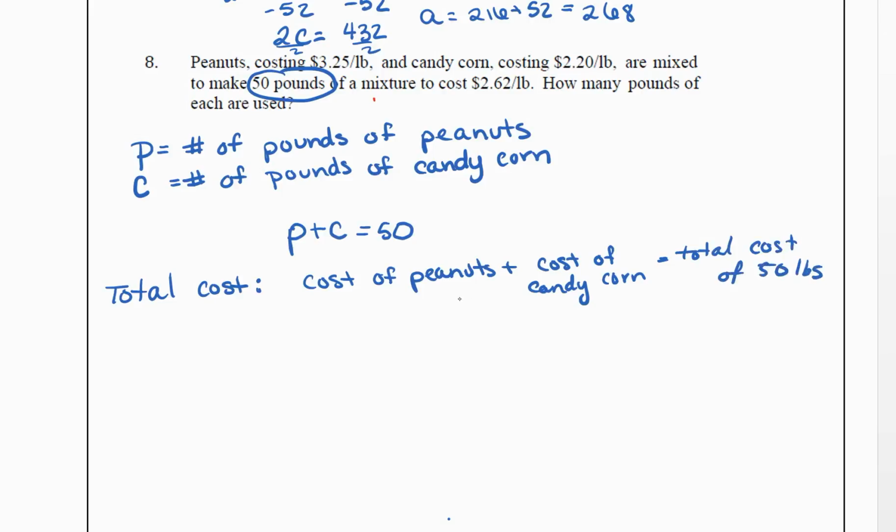Okay, now the total cost of peanuts will be the cost of peanuts per pound times the number of pounds of peanuts, so 3.25 times P. The total cost of the candy corn is going to be the cost per pound of candy corn, 2.20 times the number of pounds. And then the total cost of the mixture would be the cost per pound of the mixture, 2.62, and we had 50 pounds. Okay, so that will be our second equation.